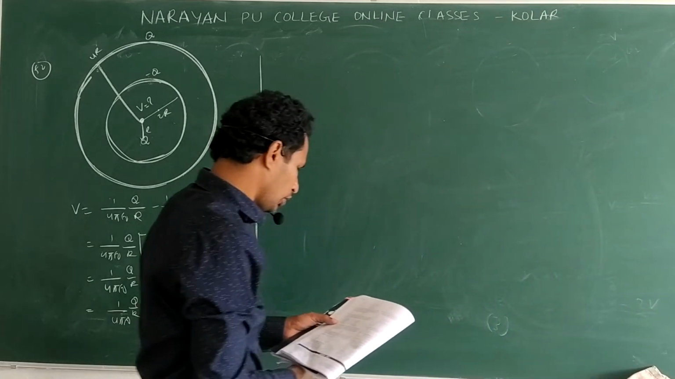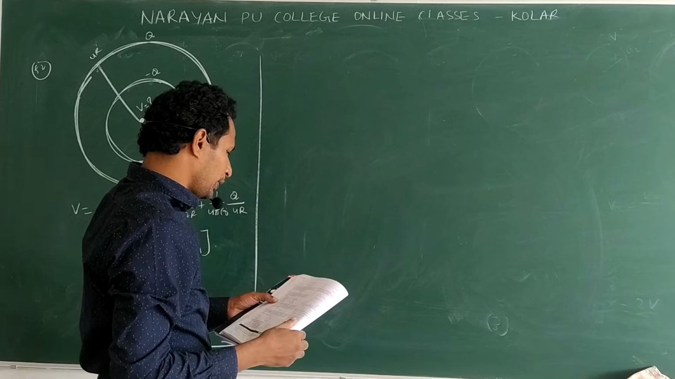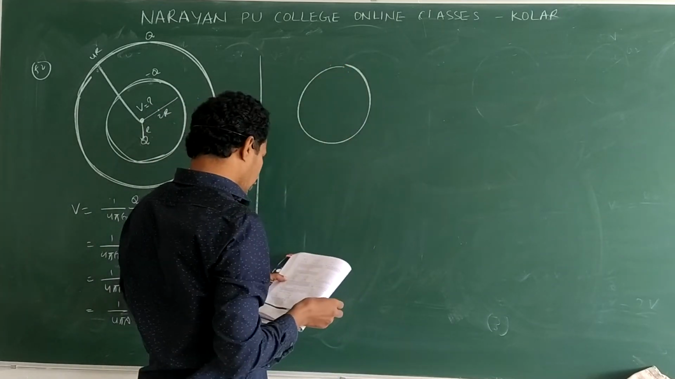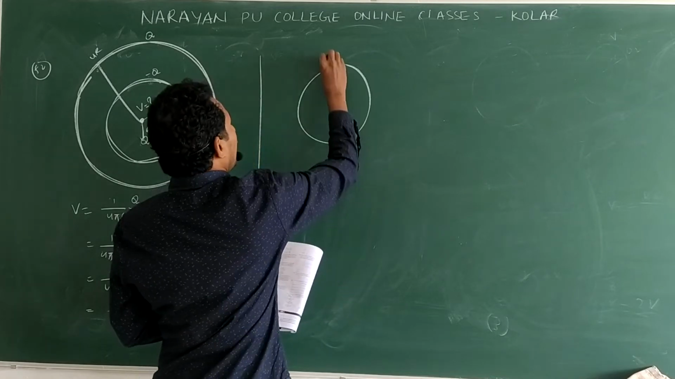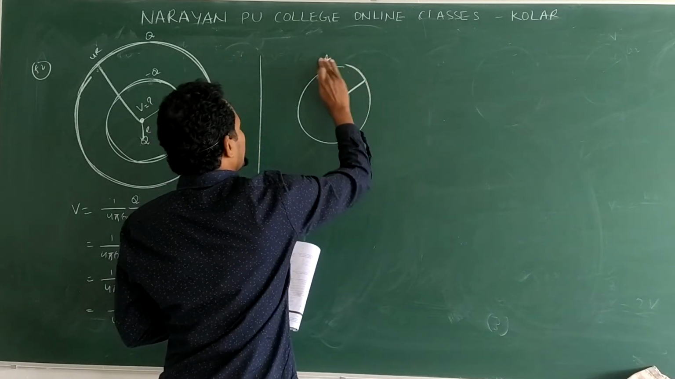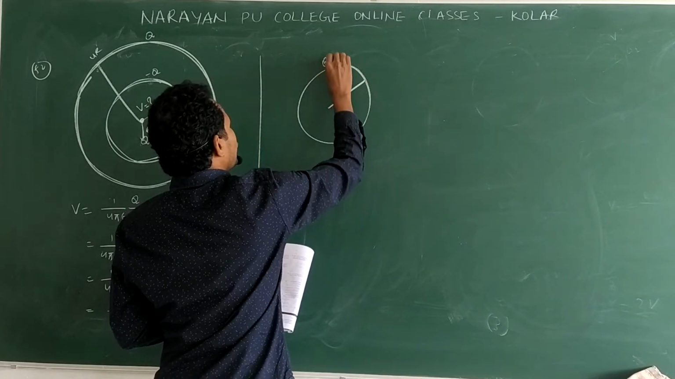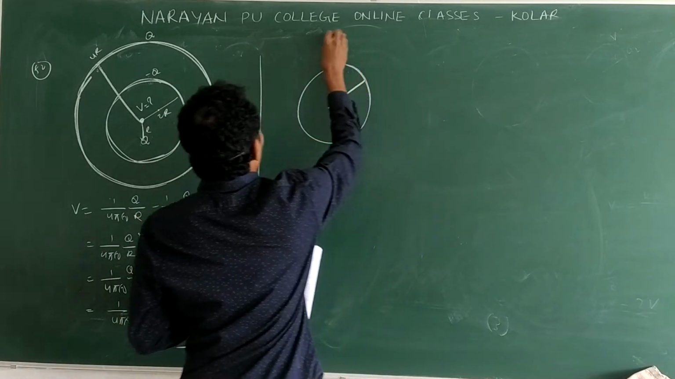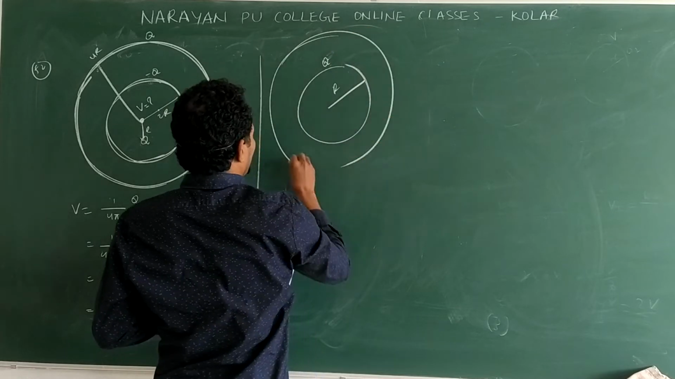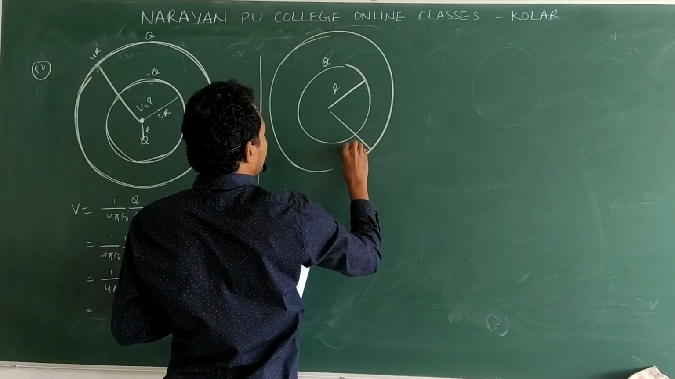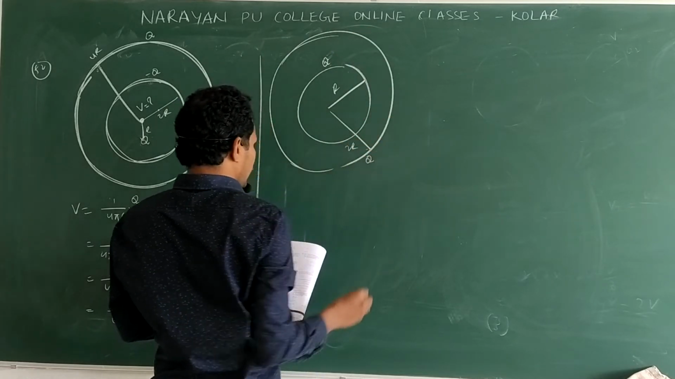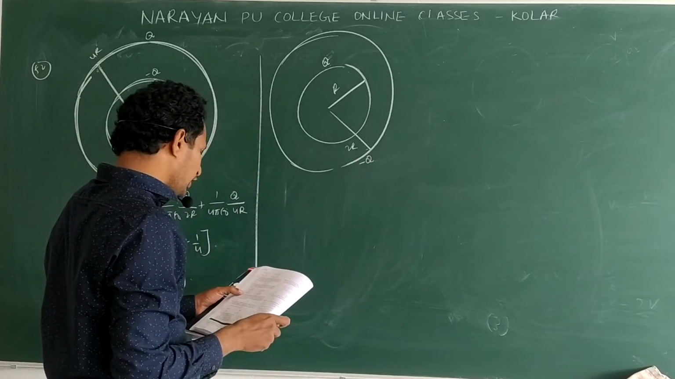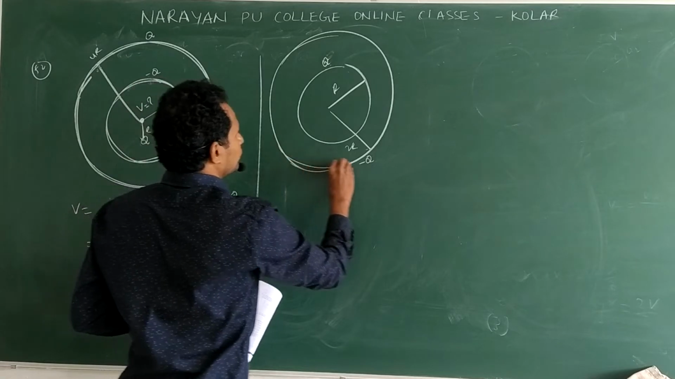Now, two conducting spheres, radii r and 2r. This is r, this charge is q. And the next one is 2r, charge is minus q. Now first find the potential difference between these two.